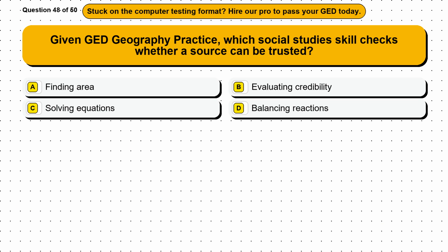Question 48. Given GED Geography Practice, which social studies skill checks whether a source can be trusted? Option A, finding area. Option B, evaluating credibility. Option C, solving equations. Option D, balancing reactions.